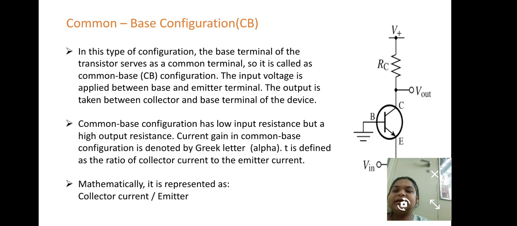Current gain in common base configuration is denoted by the Greek letter alpha. It is defined as the ratio of collector current to the emitter current. Mathematically, it is represented as collector current divided by emitter current.